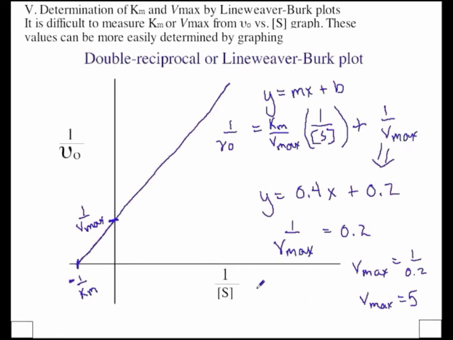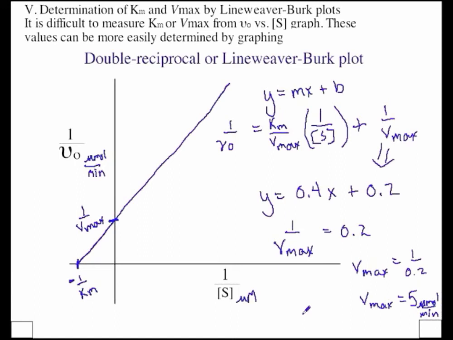And on your graph, if this were giving you the equation for a line, of course the units would have to be specified there, like 1 over substrate in micromolar, and 1 over initial velocity in micromole per minute or something along those lines. So it'd be micromole per minute. Okay, great. So then that would give us Vmax in micromole per minute.